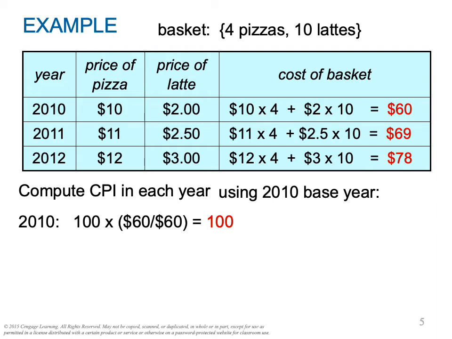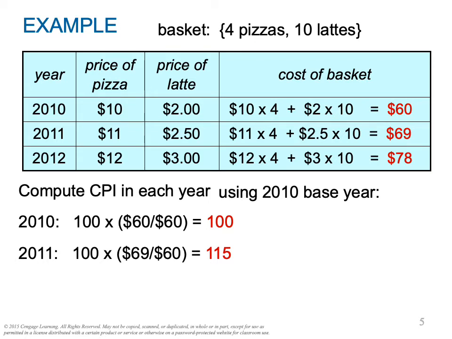All right, what about 2011? And just real quick, think to yourself, is it going to be higher or lower? Okay, take a guess based on the costs of the basket and what you remember from the previous slides. But guess. Hopefully what you guessed is that it's going to be higher because the prices of both pizzas and lattes went up. And if you guessed that, you would have been correct.